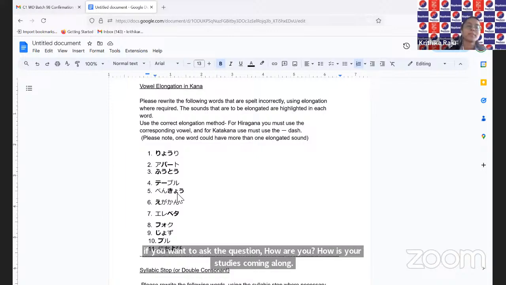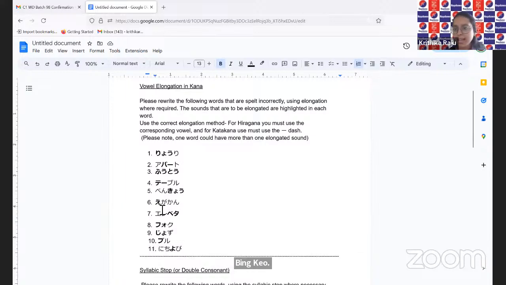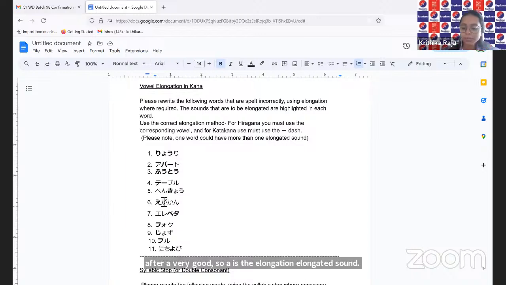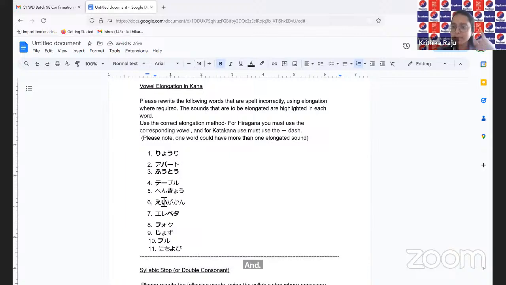Benkyo. The next one, the sixth one, is eigakan. Eigakan. So what is the elongation? E, E after A. Very good. So A is the elongated sound, and I will add E after A to elongate A.